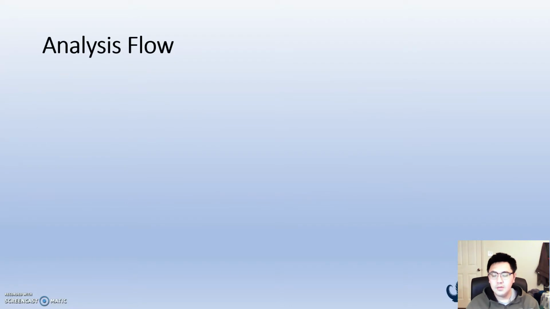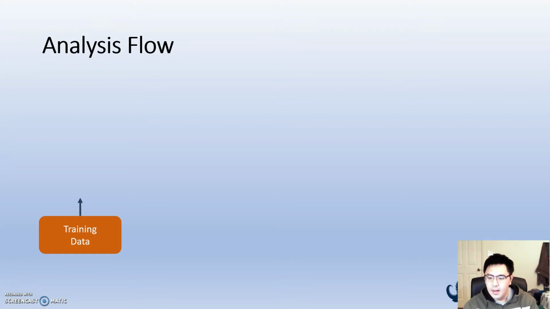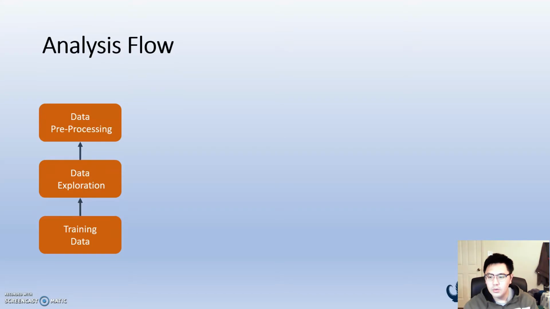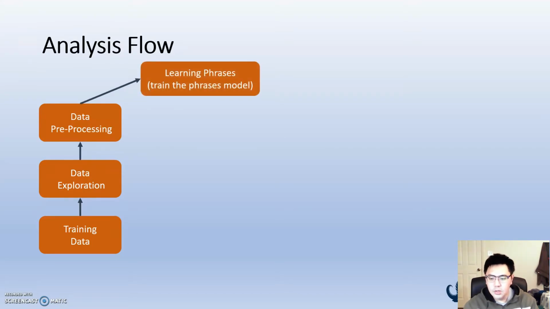And here is the analysis flow of this project. So first we have our training data, which is the 120 data set. And then we do data exploration, and then we do data pre-processing. The reason why we need this training data set, which is the 120 articles, is because we want to train a phrases model that helps us detect phrases in the text.